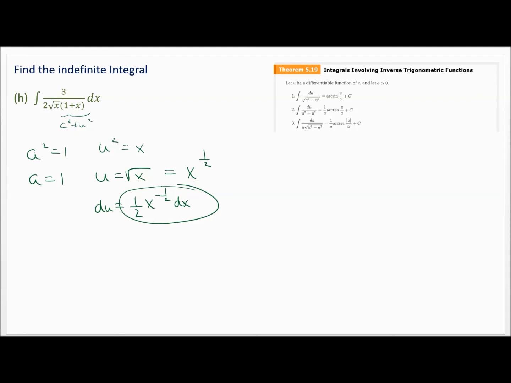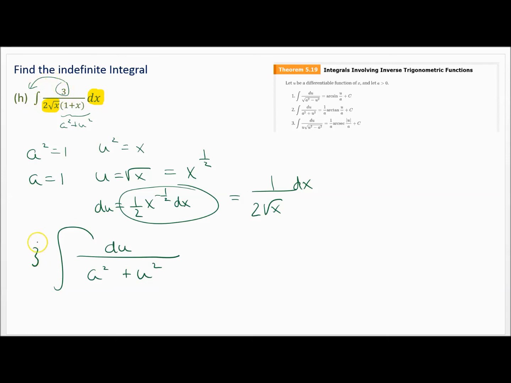So first of all, I don't see a 3 anywhere. When I'm looking up here, there's a 3. When I'm looking down here, I don't see a 3. So let's move that 3 out. So it'd be 3 integral. All right, so the 3 is out front. Now look. This 1/2 x to the negative 1/2 could be rewritten as 1 over 2 square root of x dx. Am I right? So highlighted, that is du. All right, which means that's a squared plus u squared. So I've got du over a squared plus u squared.